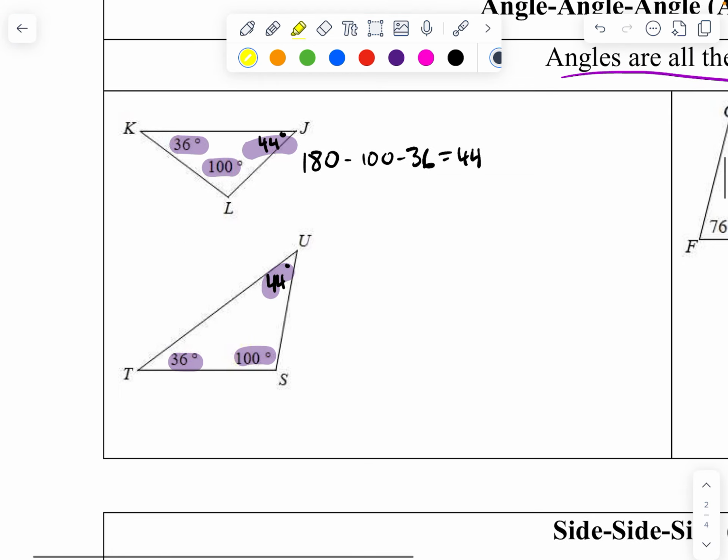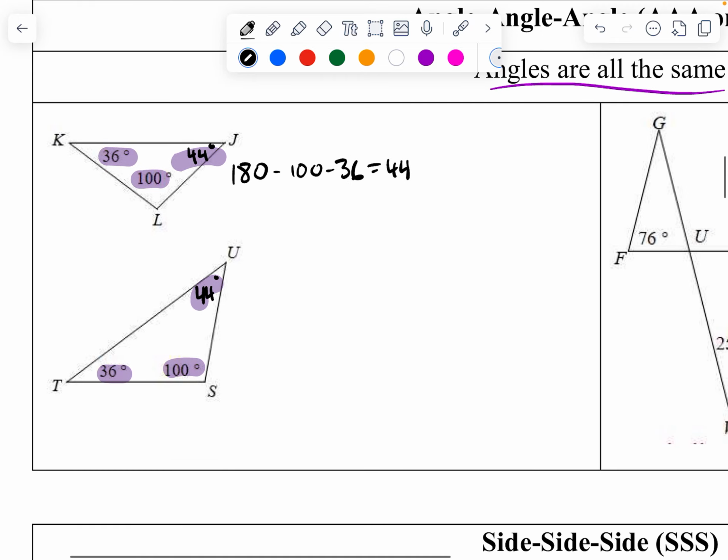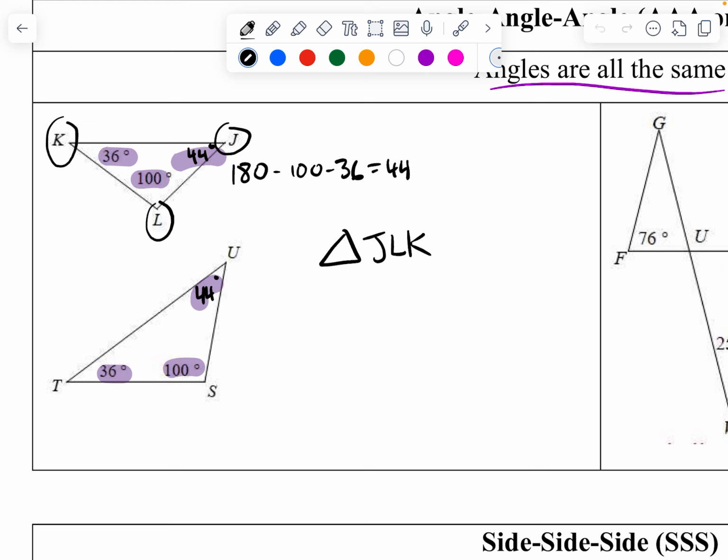Okay? Now, how you state similarity is it doesn't matter which triangle you start with. I'm just going to start with this top one because I feel like it. So triangle, I don't know, J, L, K. Sure. All right, so I went from J to L to K. That's what I chose. I can choose this in any order. I could have also said triangle L, J, K if I wanted to. Whatever order I want to go in, that's what you choose for the first one, and then it sets the order for the next similarity statement.